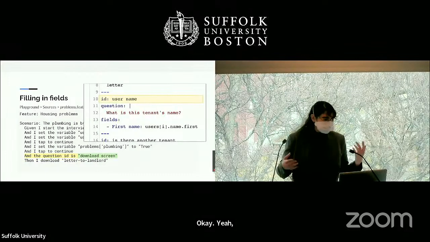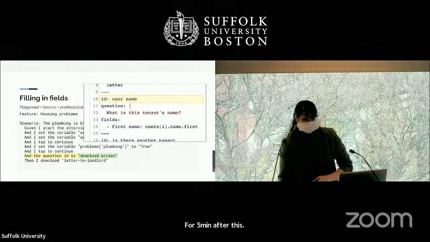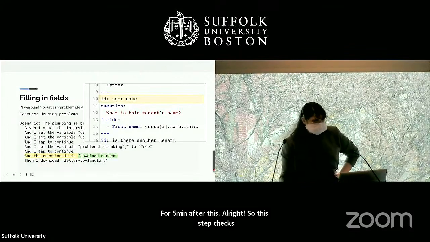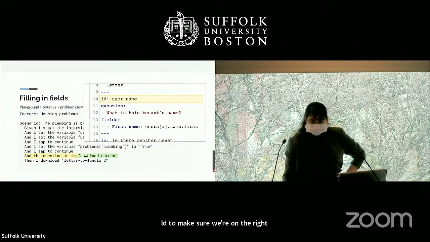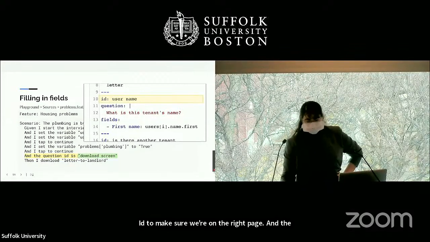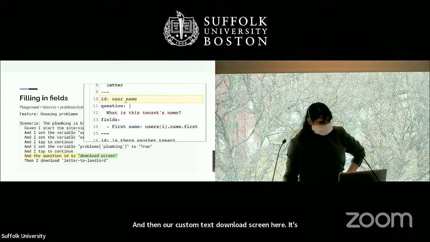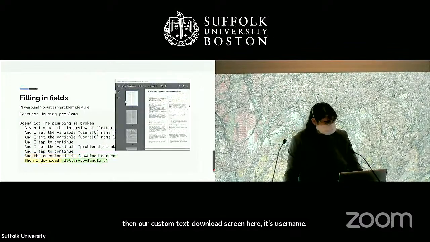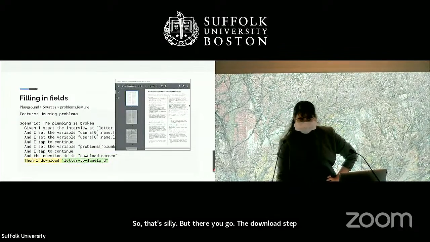Great. All right. So this step checks for the question ID to make sure we're on the right page. And the question ID is, that's the command, and then our custom text download screen. Here it's username, so that's silly, but there you go. The download step lets you download a file. Then I download letter to landlord.